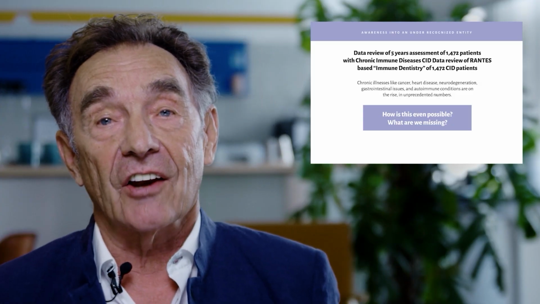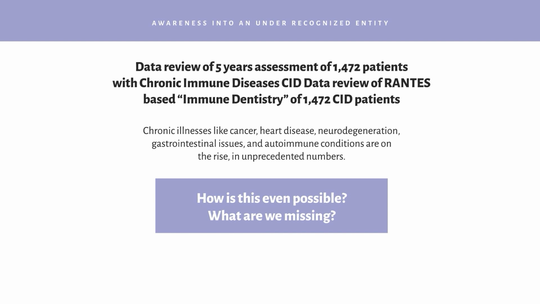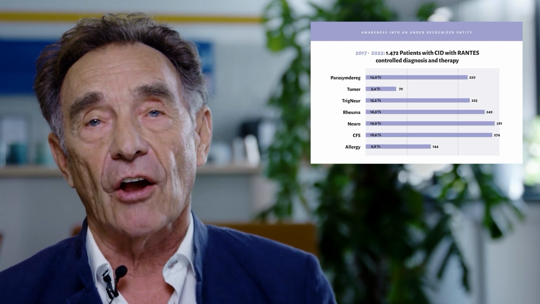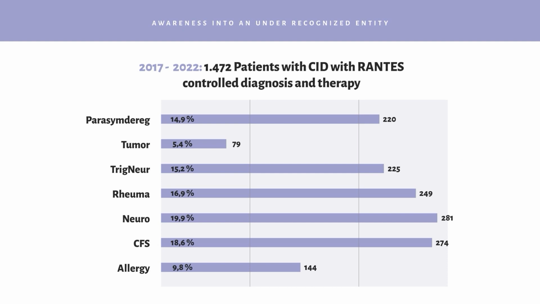Chronic illnesses like cancer, heart disease, neurodegeneration, gastrointestinal issues, and autoimmune conditions are on the rise in unprecedented numbers. How is this even possible? What are we missing? Here you see the 5 years from 2017 to 2022, with these 1,472 patients, and they all were controlled with RANTES diagnosis and RANTES therapy in our clinic for integrative medicine in Munich.